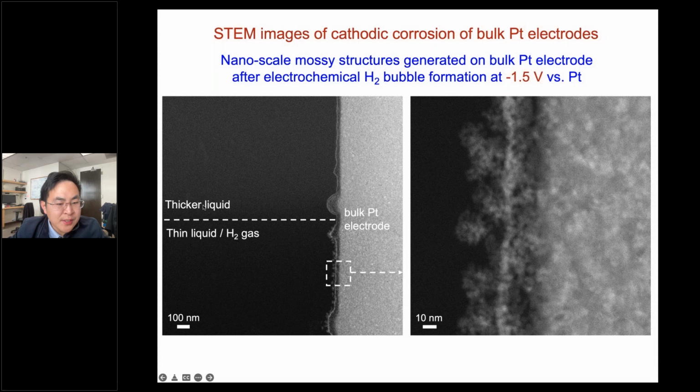Then after this potential, you are evolving an enormous amount of hydrogen bubbles, and instead we are seeing something funny on the surface of the bulk electrode. We are not supposed to change the surface of bulk platinum, and platinum is rated as one of the most stable metals under any condition. But we are seeing this kind of mysterious amorphous structure on the surface. So we thought, what could happen when we apply such a negative potential in the liquid cell TEM?